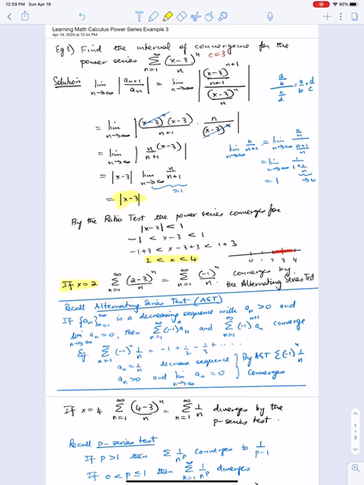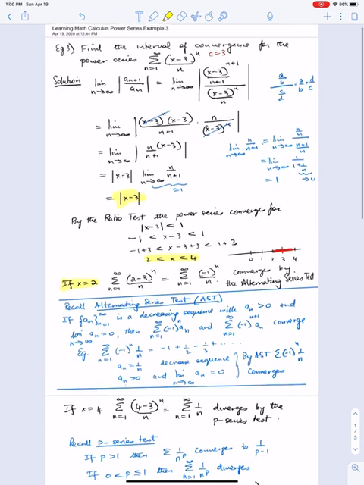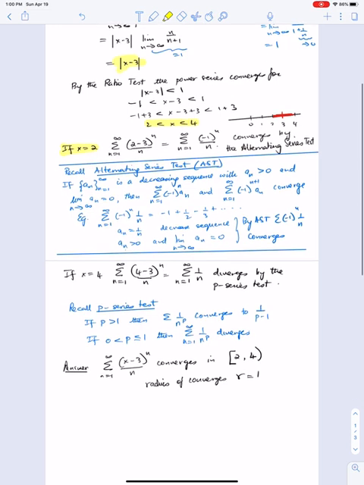So if x equals 2, then you get an alternating series, which converges by the alternating series test. If x equals 4, you get a p-series, which diverges by the p-series test. And therefore, the final answer is the series converges in the closed interval 2, open interval 4, and the radius of convergence is 1. So this is quite a long problem.